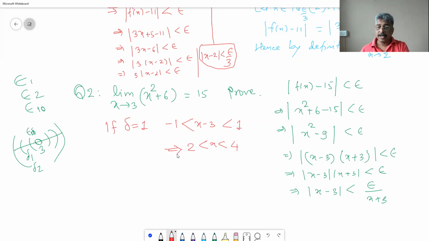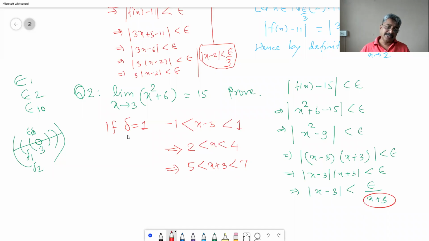And now we want a number, we want to replace this x plus 3 by some number. Therefore, we consider 5 should be less than x plus 3 should be less than 7. Understand these steps, they are very, very important. We are not in the business of equality, we are dealing with inequality. And this quantity should be less than epsilon by x plus 3, but x is a variable, so this delta becomes a function of x, which we don't want.